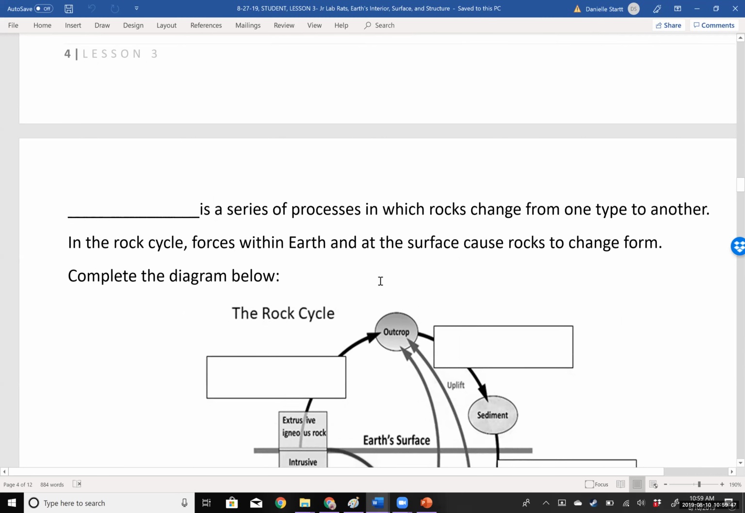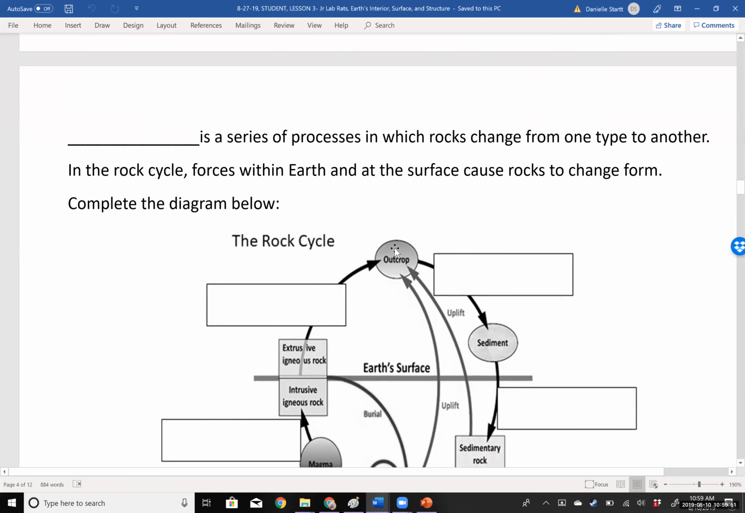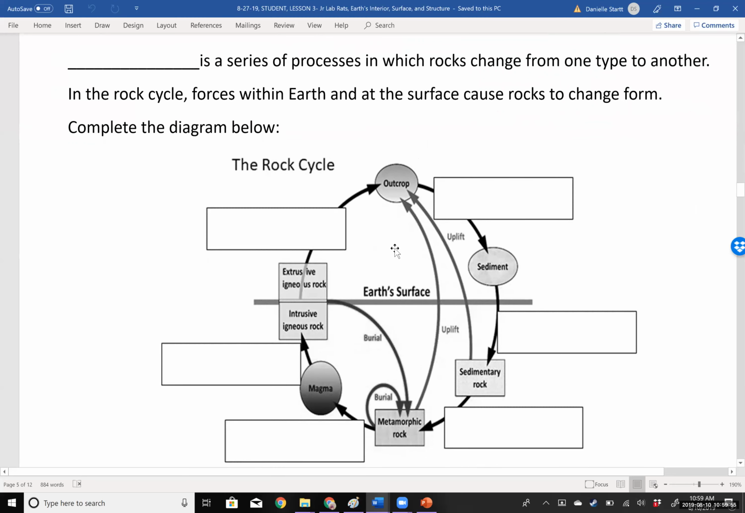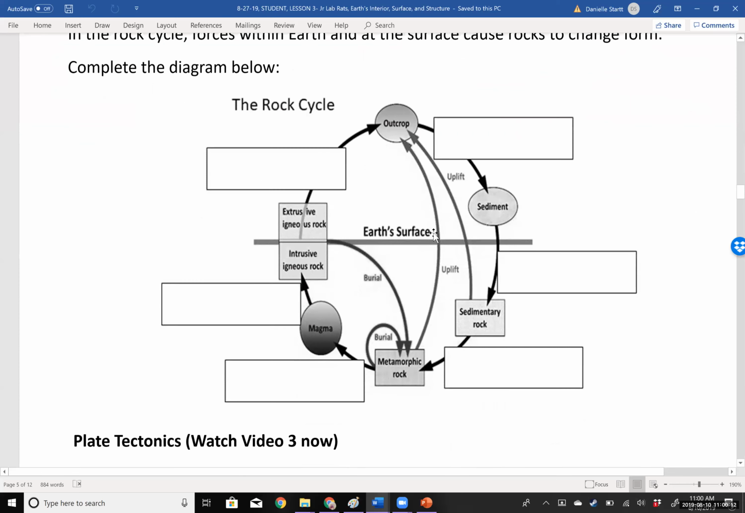Blank is a series of processes in which rocks change from one type to another. Well, here's a graphic, right? See the graphic? In the rock cycle, forces within Earth and at the surface cause rocks to change form. So blank is a series of processes in which rocks change form from one type to another. So you're going to complete this diagram below.